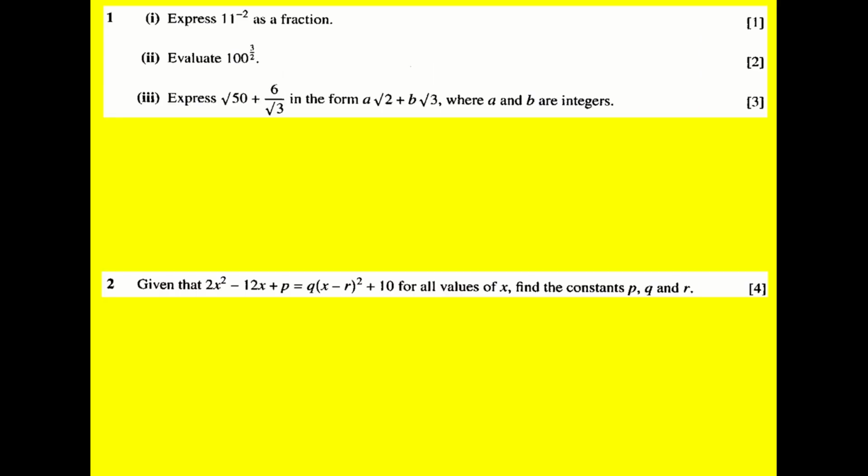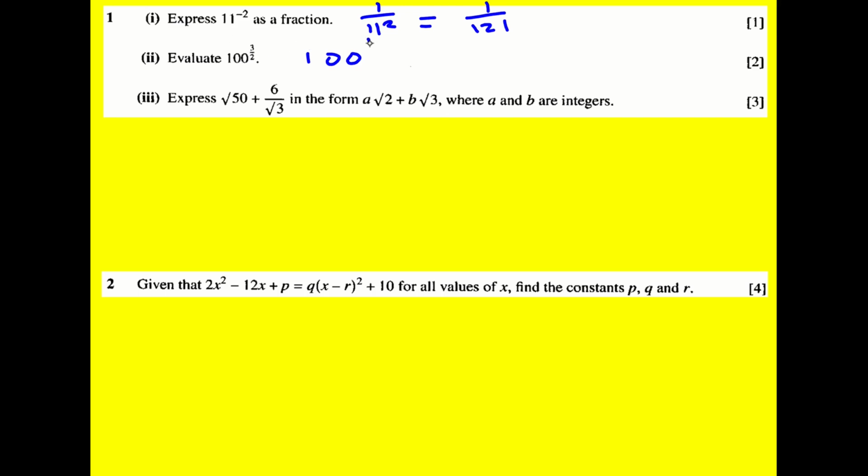Here it goes. So we need to remember that a minus in a power means 1 over. So this becomes 1 over 11 squared. And 11 squared is 121. So that's our answer. Meanwhile, here we've got to remember that actually we're dealing with fractional powers.